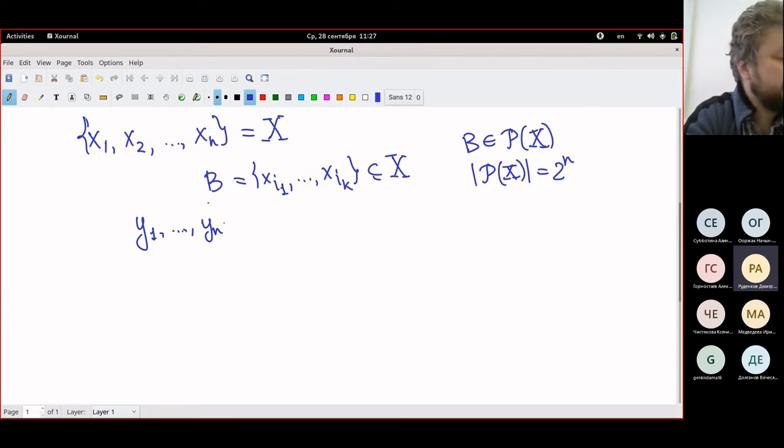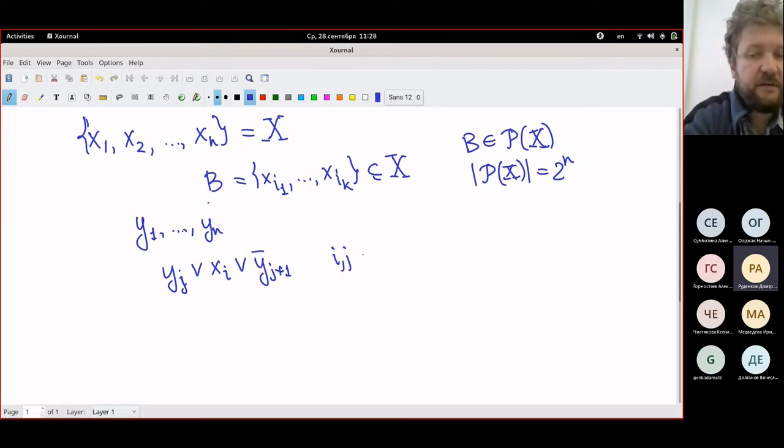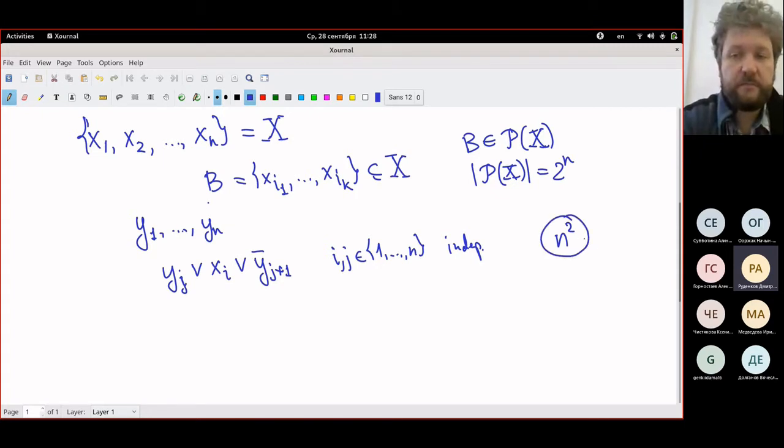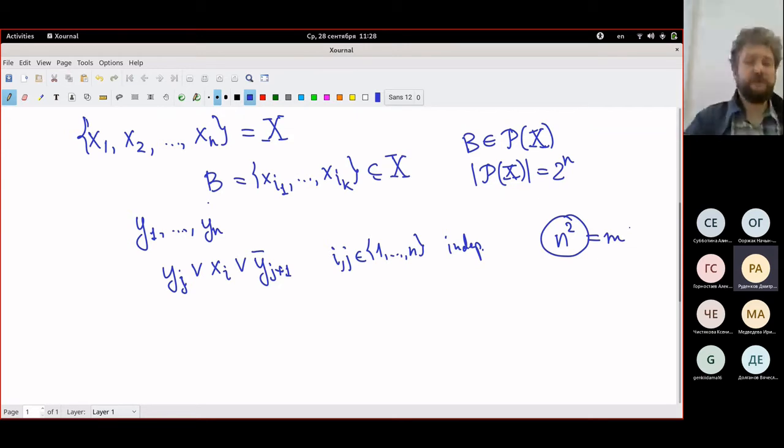And I will have the following clauses. Say yi or xi, or yj plus 1 negated. Here i and j are both from 1 to n, and they're independent. So how many clauses do we have? We have n squared, which we can call m. It is the number of clauses, right?